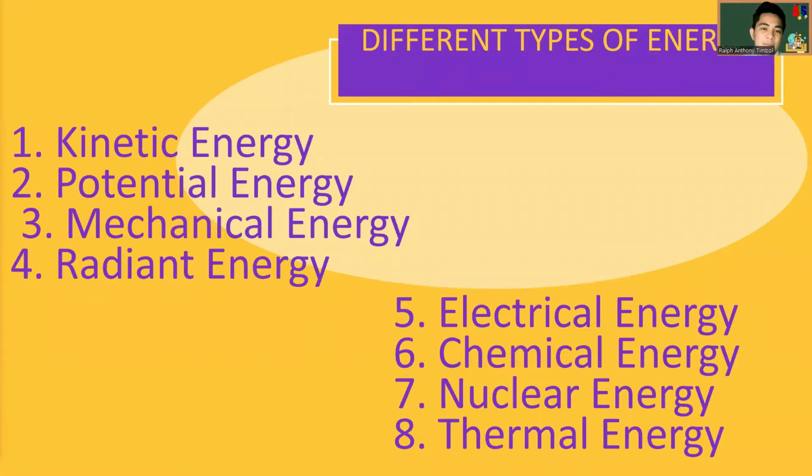We also have types of energy depending on the position or the state nila. We have the kinetic and the potential energy. We'll be talking about this in the next slides. And we have the mechanical energy, radiant energy, electrical, chemical, nuclear, and thermal energy. Sometimes this energy can be named in different names. Iba-iba yung tawag sa kanila, but minsan pareho lang. Nag-iiba lang yung tawag, pero yung energy is just the same.